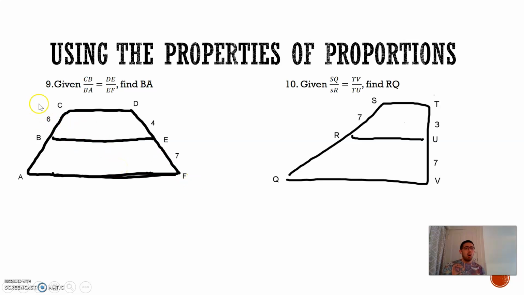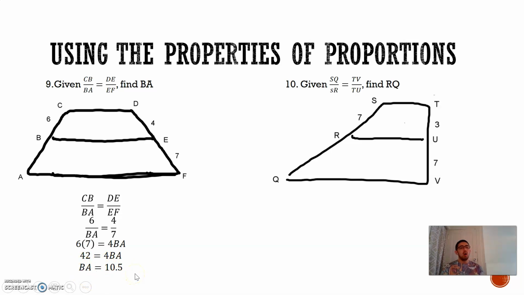So here, what you have is, okay, CB to BA is equal to DE to EF. You should be able to just set up that proportion. 6 to BA is equal to 4 to 7. 4 times BA is equal to 6 times 7. 42 is equal to 4 times BA. You divide by 4, you get BA is equal to 10.5. Now notice this is not correct notation, but it's okay. It's more for your understanding. Okay.